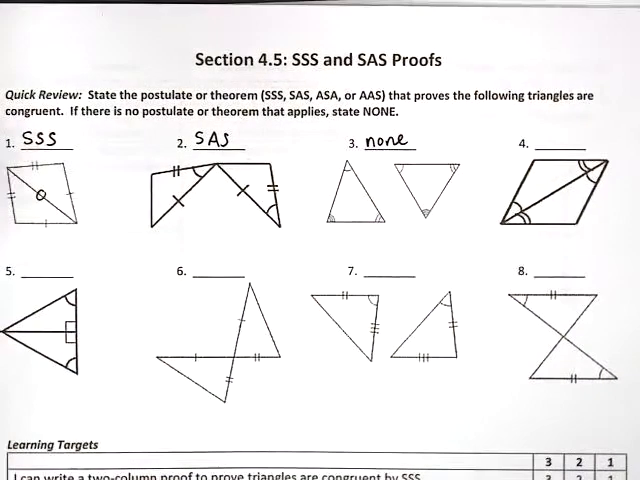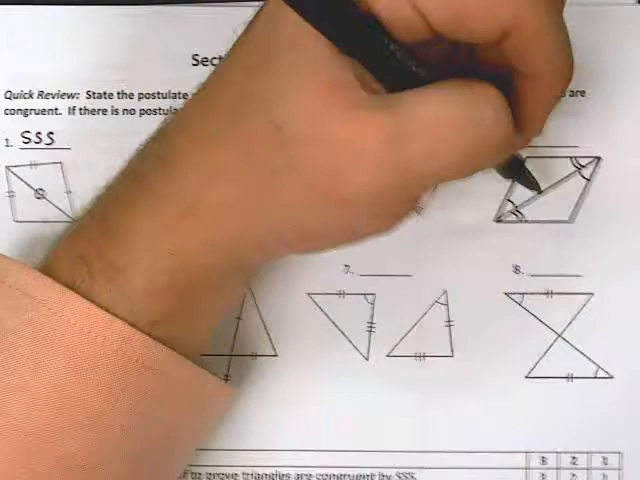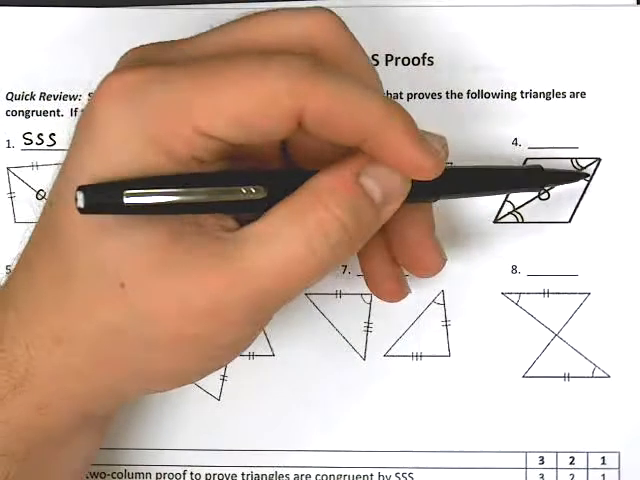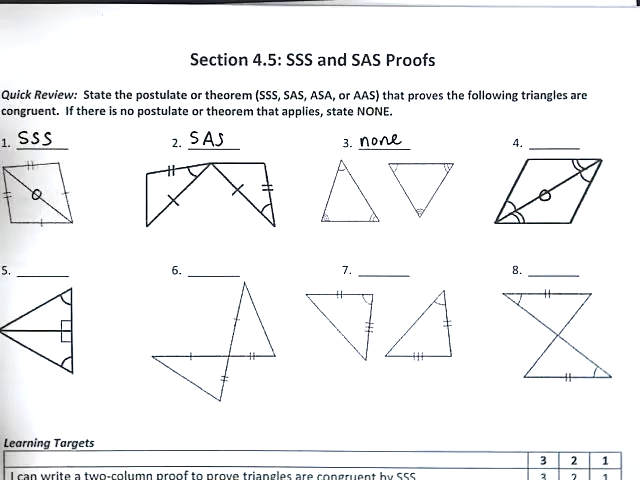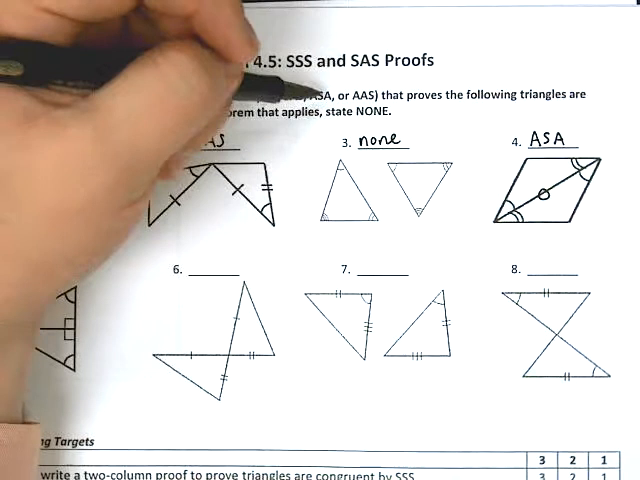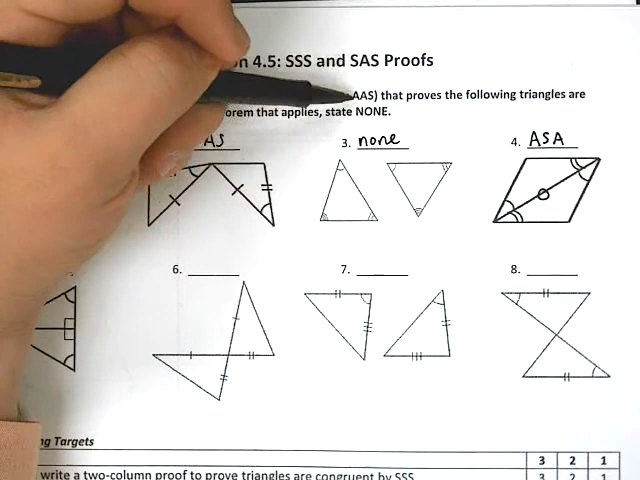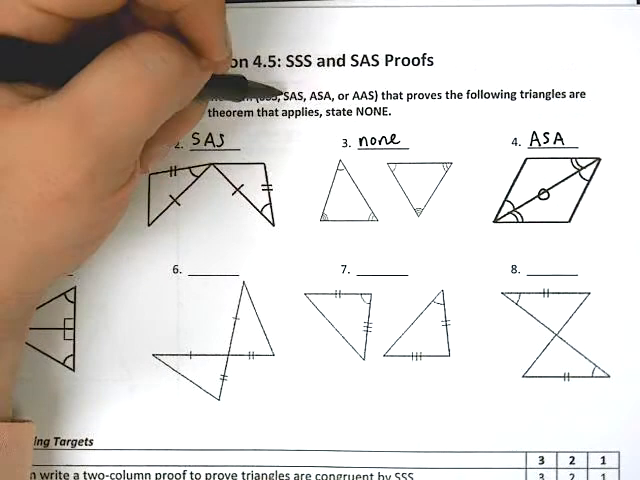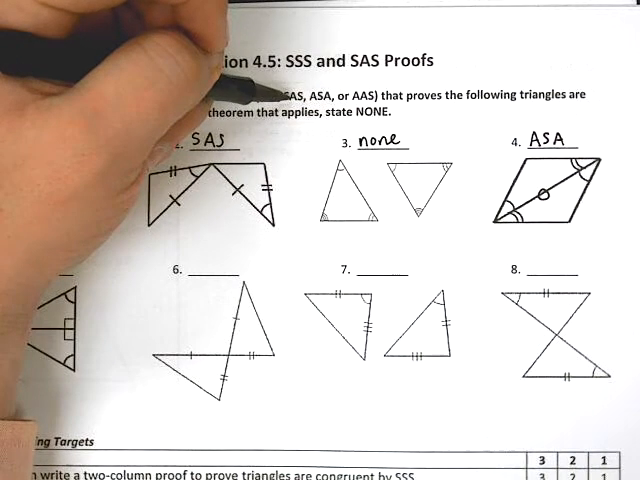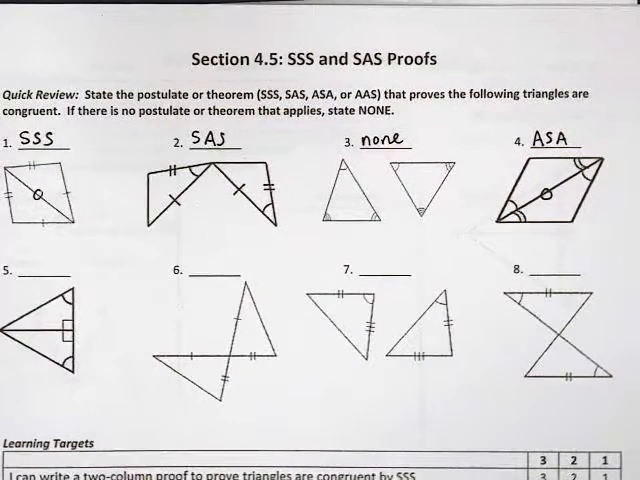In 4, I hope you agree that I need to mark something. Why? Because I have a shared side. That side right down the middle is the same in both. And now I see that I have 2 sets of arc marks: single, single, double, double, and an included side. So that would be A, S, A. Please be careful. With 2 angles, you have 2 options. You can have angle, side, angle, where the side is included, or you can have angle, angle, side, where the side is not included. It is not the same for when you have 2 sides and 1 angle. If you have 2 sides and 1 angle, the angle has to be between the 2 sides, or included. Okay, we move on.